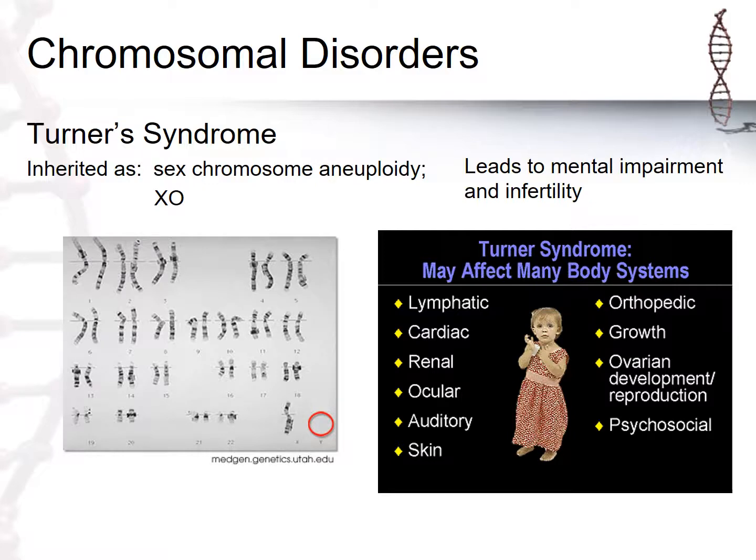Turner syndrome. This is a sex chromosome aneuploidy. It means they only have one X chromosome and nothing else. So we say XO. They are female, but they are infertile, and they often have mental impairments. They also have problems with their lymphatic, cardiac, renal, ocular, auditory, skin, orthopedic growth, ovarian development and reproduction, and psychosocial problems. So there are lots of issues that occur from Turner syndrome.